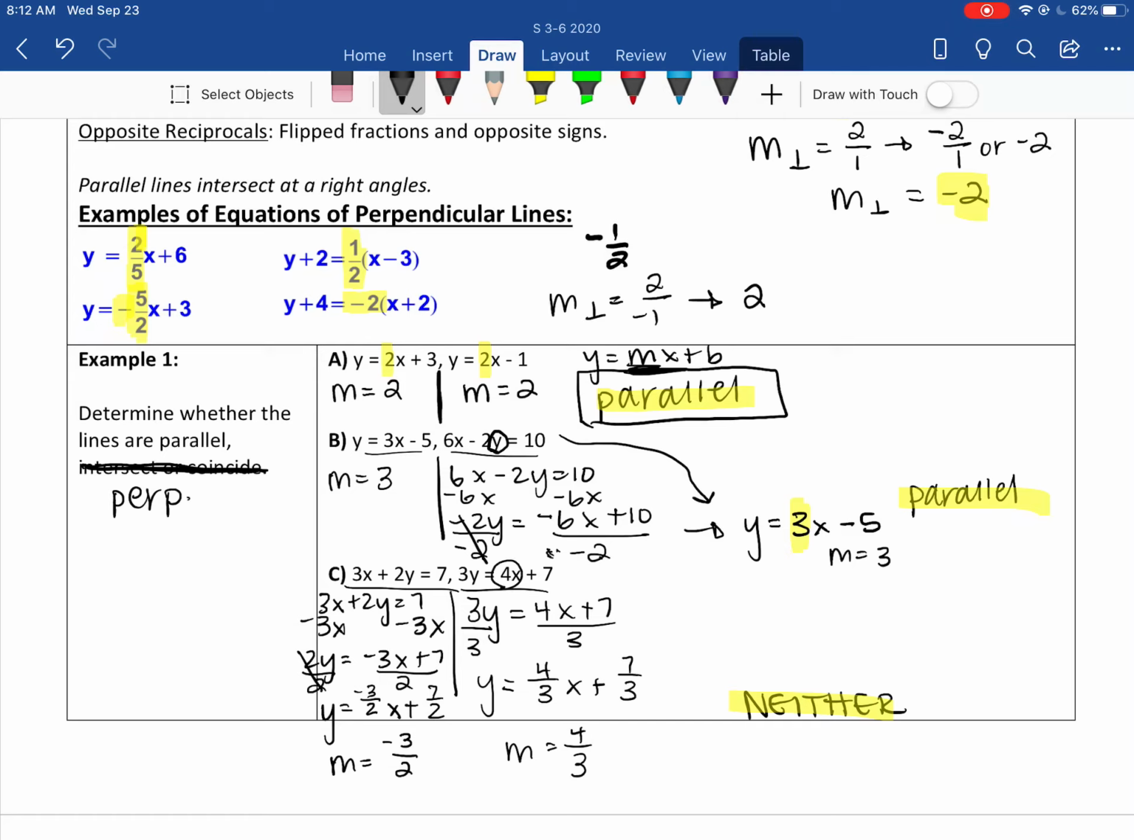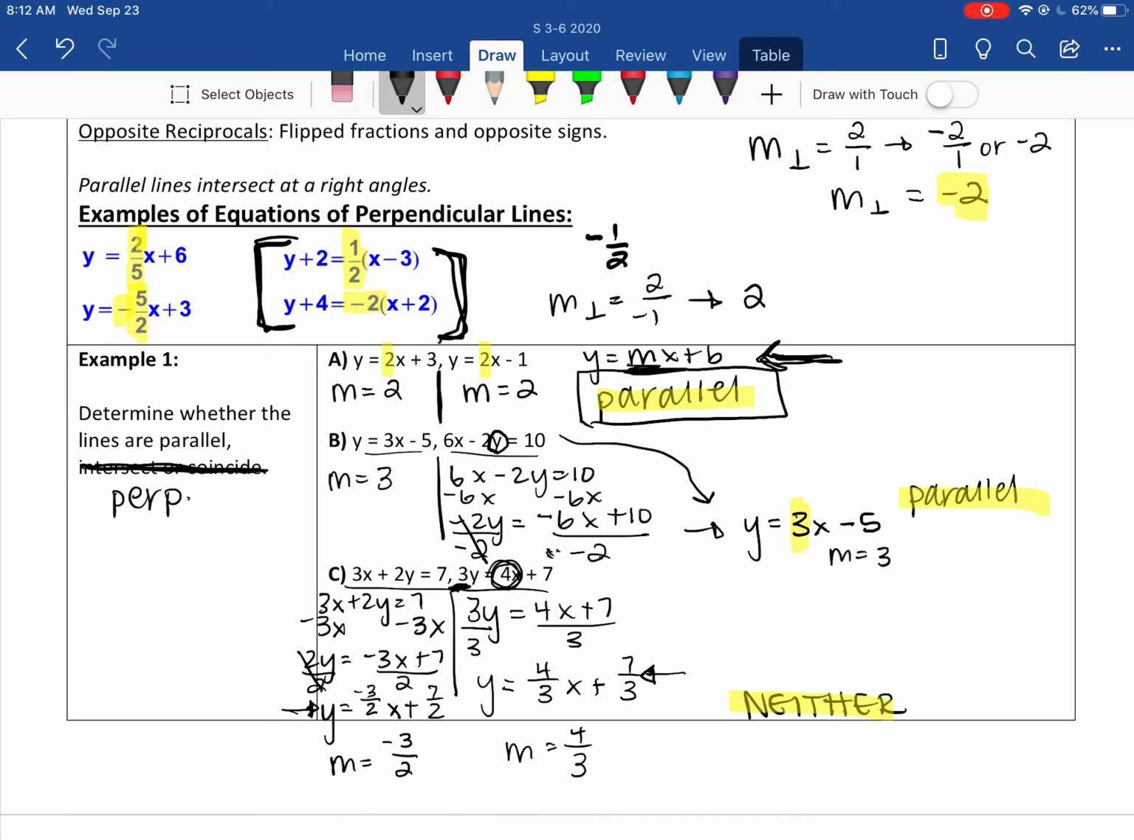All right, really quick before I move on, notice right here, I did not just say that the slope was 4. Because there is this 3 with the y, it is not in slope-intercept form. So because it's not in slope-intercept form, you cannot just take the number that's in front of the x. You have to get it into this y equals mx plus b form, like we did here, and we did here, in order to find the slope, okay?